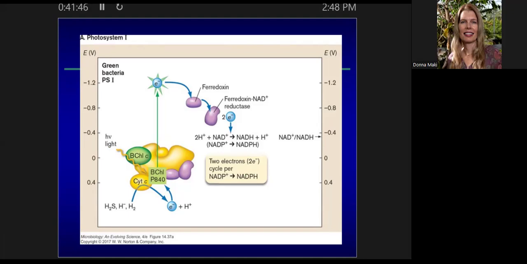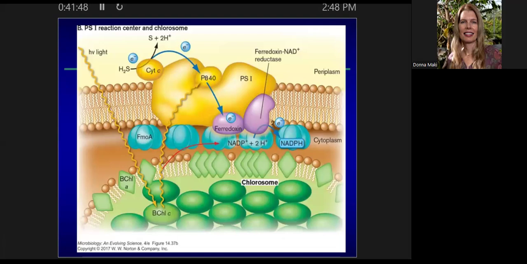Let me show you this version too. This is the same thing. This is your photosystem 1, and you see your hydrogen sulfide. The blue arrows are your electron flow. So simple, not so complicated as what we saw.